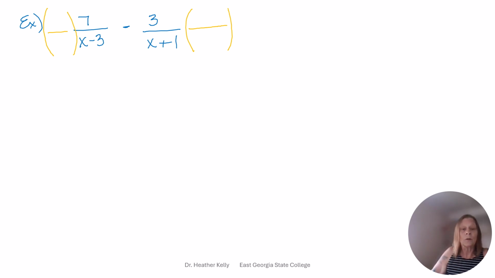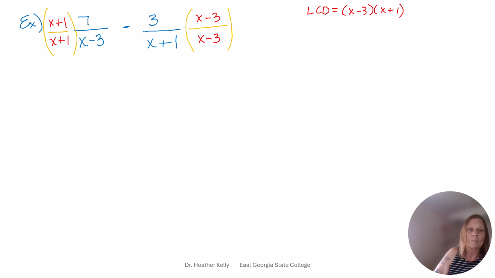Okay, so here, I'm going to note what the LCD is, and the LCD is (x minus 3) and (x plus 1). Those are the only denominators here, so they are multiplied together, the least common denominator. So what do we need to multiply the x minus 3 by? Well, it needs the x plus 1, and what we do to the bottom we do to the top. And what do we need to multiply the x plus 1 by? It needs the x minus 3.